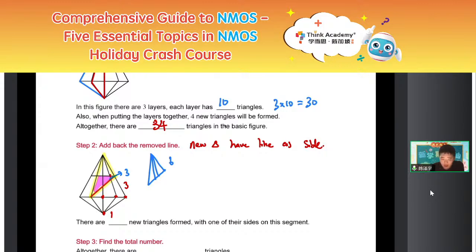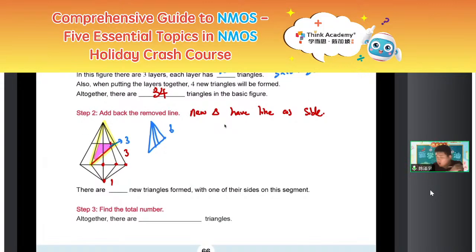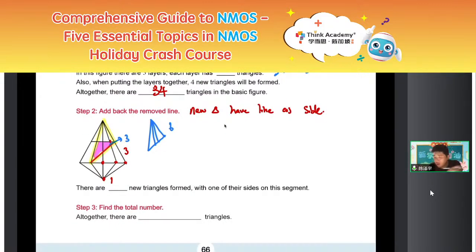Actually, in total, we will get a lot of extra triangles. 6, 3, 3, 3, and 1. And I think that'll be all we have here. So we get an extra 13 triangles together with the already existing 34. Altogether, we can count how many triangles we have in total. 34 together with the extra triangles we get.